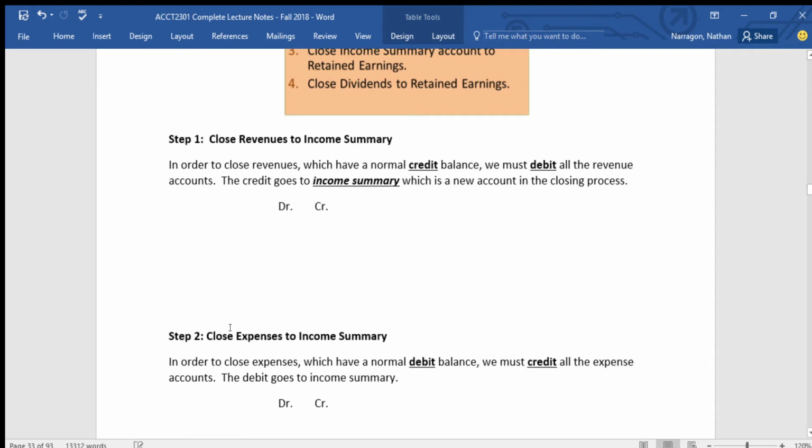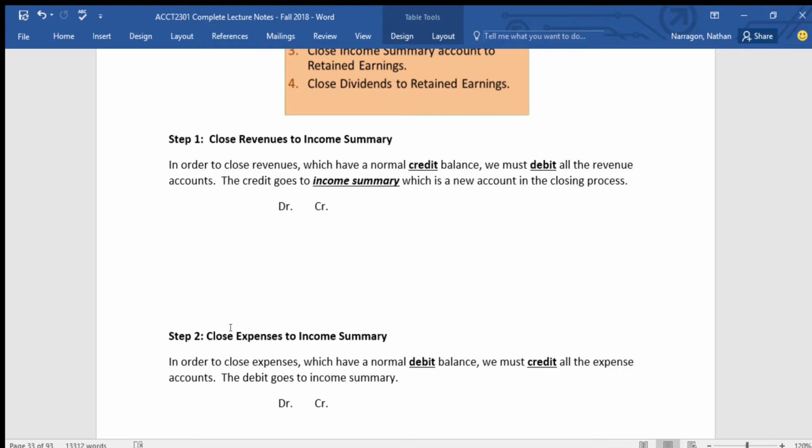So the first one we close out is our revenue accounts to a new account called income summary. Now, there are certain things going on with income summary. This account is new to us and it only appears during the closing process. This is not an adjusting entry; it's only during closing. Basically, this account is going to be your net income account or net loss account, depending which way it goes.